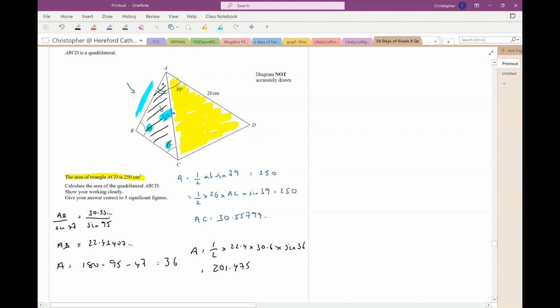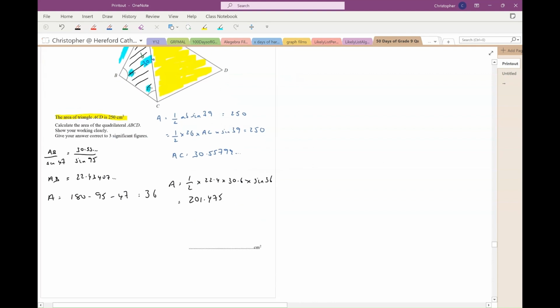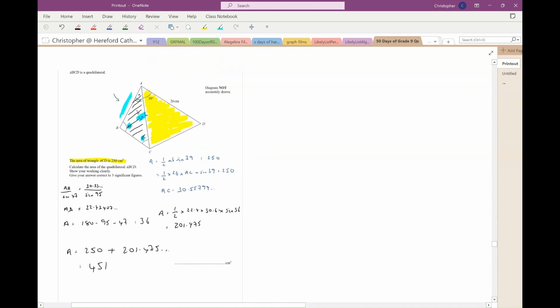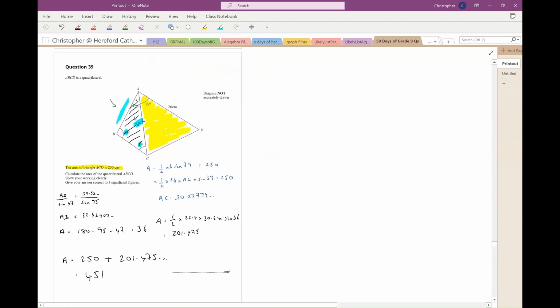201.475. So the area of the whole quadrilateral is going to be the area of the yellow, which is 250, plus 201.475, which equals, to three significant figures, 451. And that is my solution to question 39.